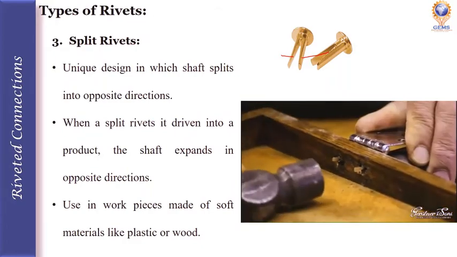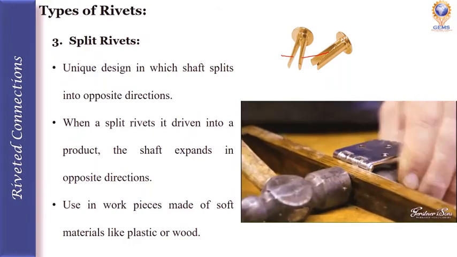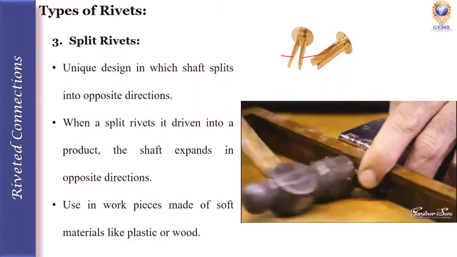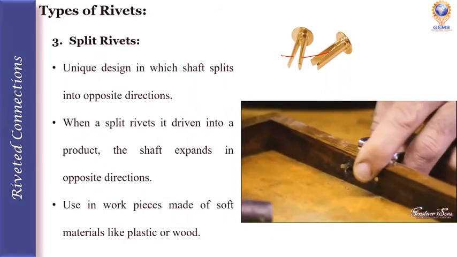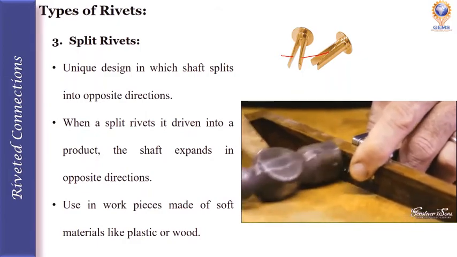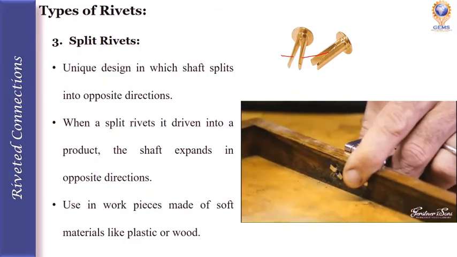See, he is inserting this split rivet, then he is hammering the shaft into the opposite direction. This makes split rivets ideal for use in products and workpieces made of soft materials like plastic or wood.